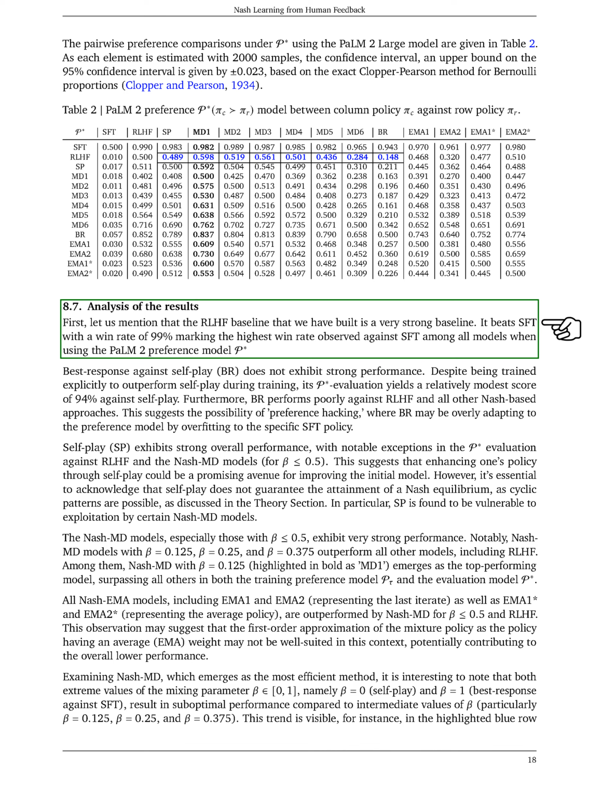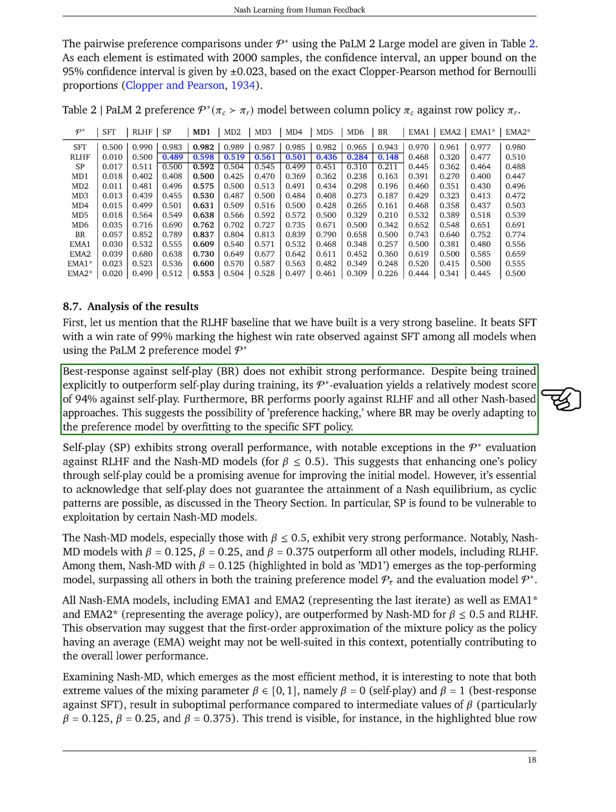On the other hand, the best response against self-play, BR, model didn't perform as well. Even though it was trained to beat self-play, it only scored 94% against self-play in the evaluation. It also didn't perform well against RLHF and other Nash-based models. This suggests that BR might be overfitting to the SFT policy.